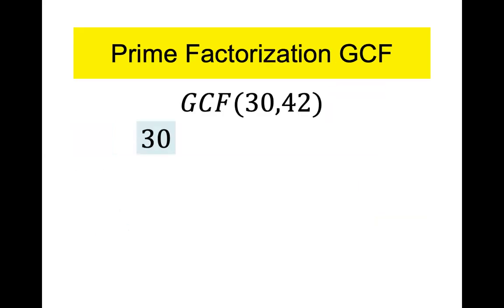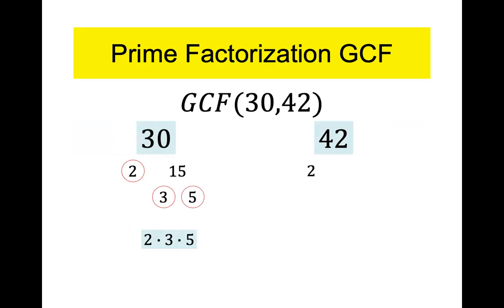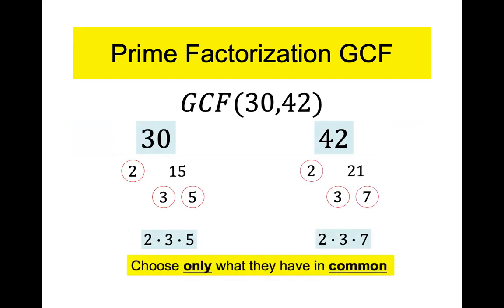Same two questions, 30 and 42. We do the prime factorization of each number, and then once the prime factorization is done, we choose only what they have in common. They both have a 2 in common, and they both have a 3, so 2 times 3 is 6. It's pretty elegant, gets you your answer every single time.